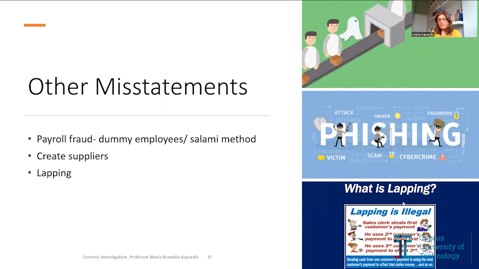Or the salami method. The salami method is where you cut a little bit from every pay, from every wage, from every monthly payment, 10 cents, 1 cent. Nobody will notice if 1 cent is missing from their pay. So eventually it does come up to a lot of money. Or you may create phony suppliers, or through lapping, where you take it from one customer, giving it to the next, and so forth.